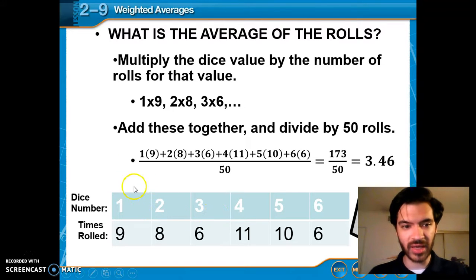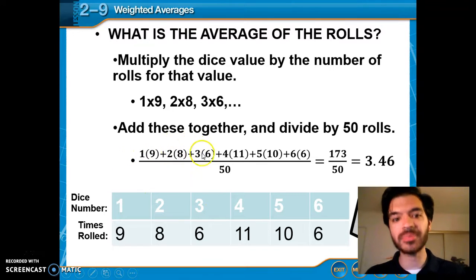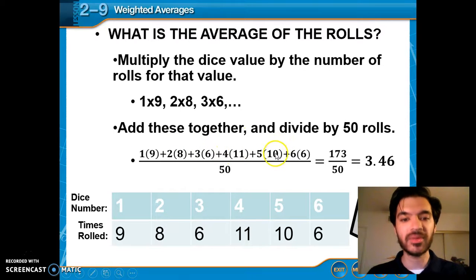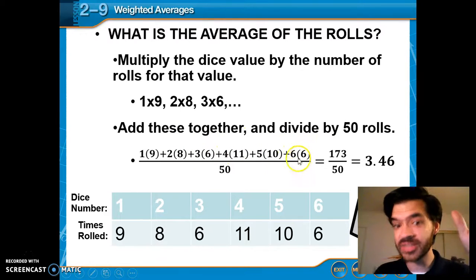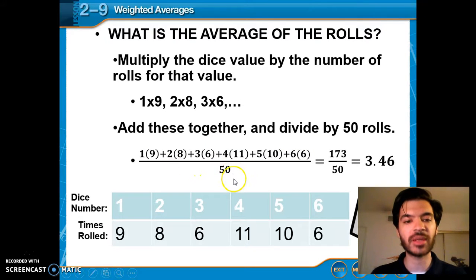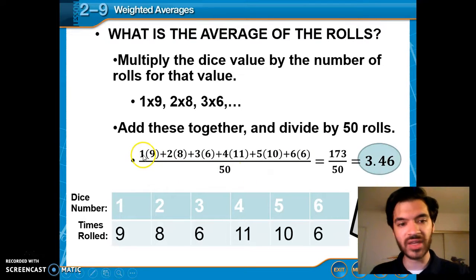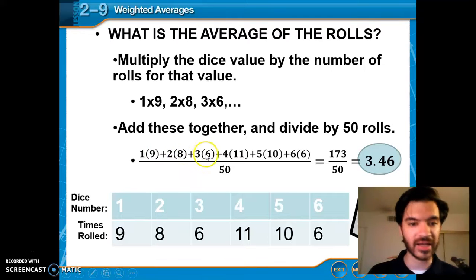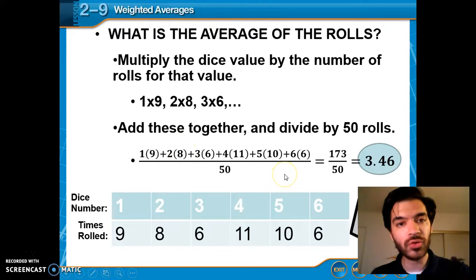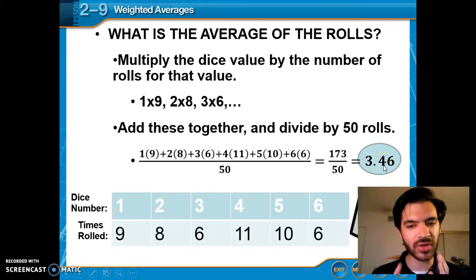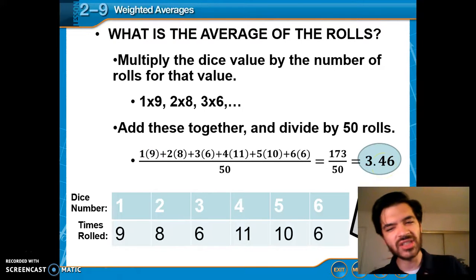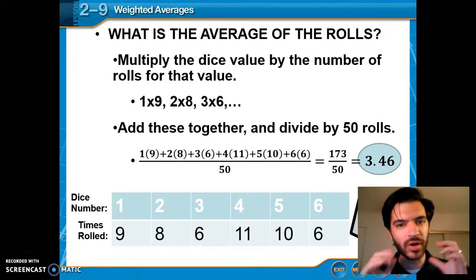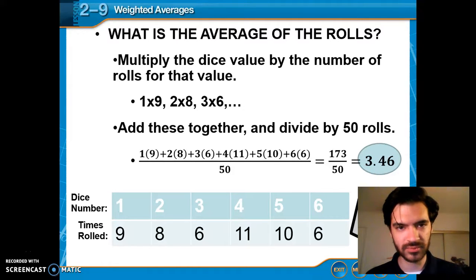So that looks like this. We have 1 times 9, plus 2 times 8, plus 3 times 6, plus 4 times 11, plus 5 times 10, plus 6 times 6, all divided by 50, because that's the number of rolls. So we've taken each value, like 1, 2, 3, 4, and multiplied it by its weight, the amount of times it shows up, 9, 8, 6, divided by the total number of rolls, and this gives us an average of 3.46. So she is likely to roll somewhere between 3 and 4 most often, okay, based upon her data.